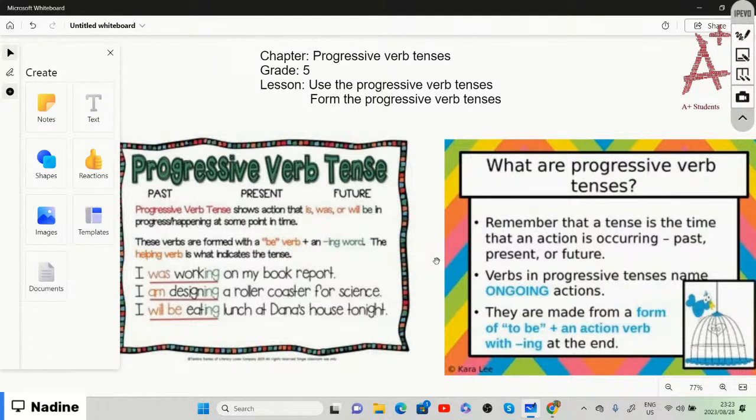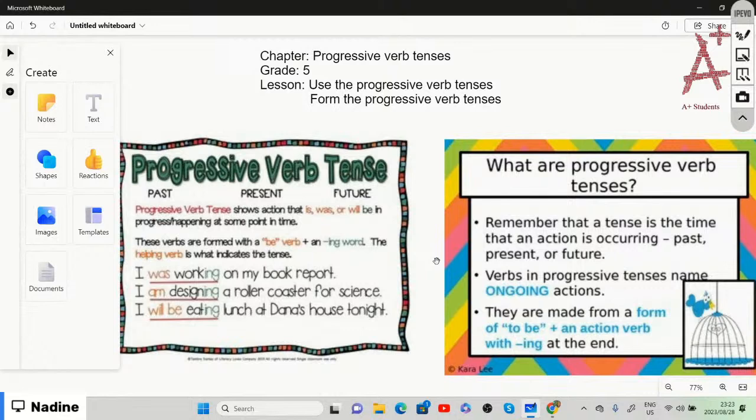Occurring means that it is happening. So it can either be in the present, which is now, or in the past, it happened already, or it can be in the future, it will be happening. So it shows the time that the action is occurring or happening.